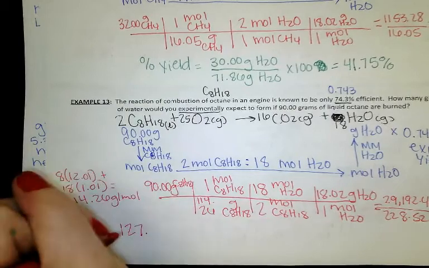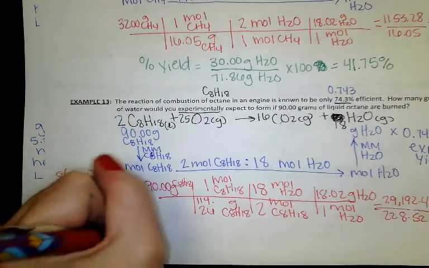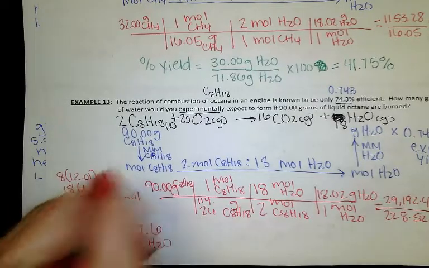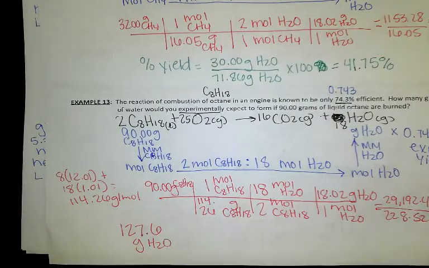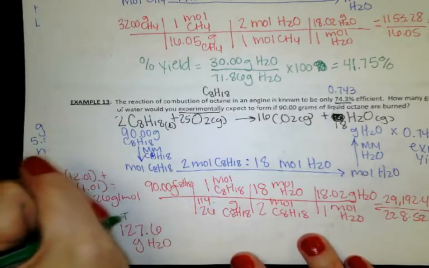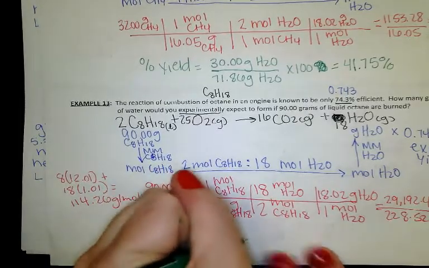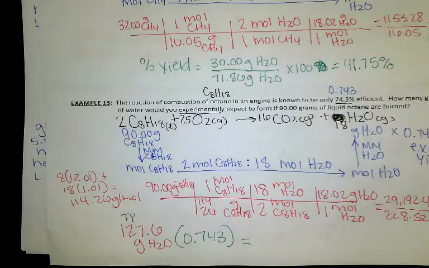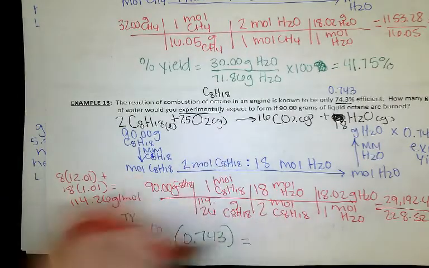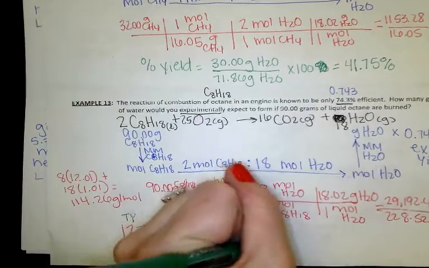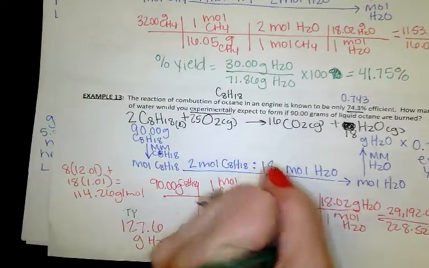But we know that's not how much I do produce because it's only 74.3% efficient. So I'm going to take that theoretical yield, this is the theoretical yield, multiply it by 0.743, and that will give me my experimental yield. So 0.743, that's going to give me 94.91 grams of water. That's experimentally how many grams of water is produced when your combustion engine runs. Okay?